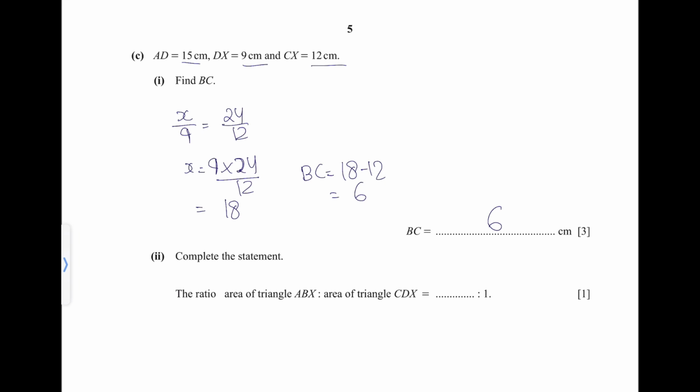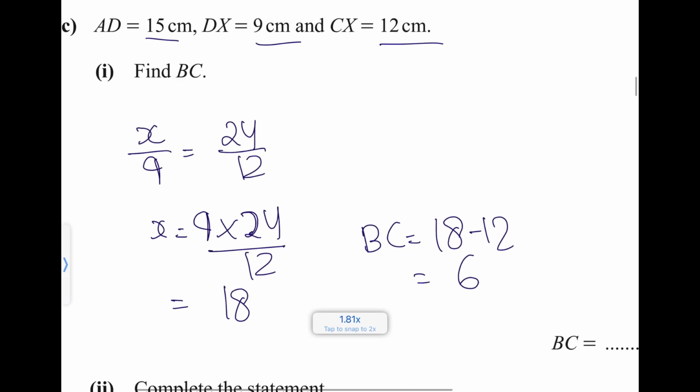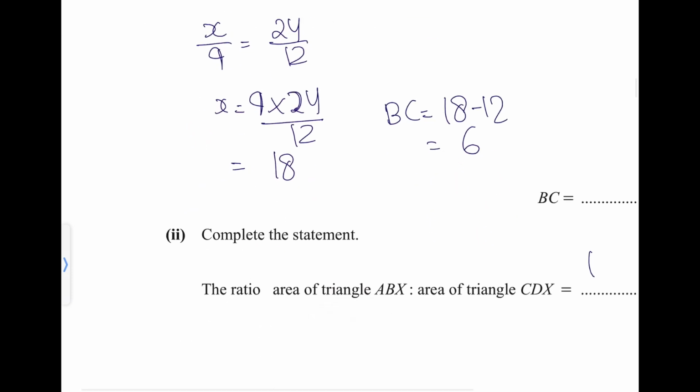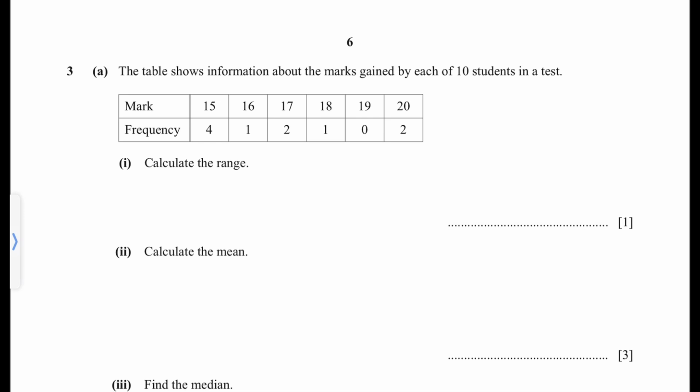Now comment on the area of the triangle ABX to CDX. In this we can see that we have got 18 and 9, so the length ratio is basically 2:1, even 24 and 12. Area is always double that, so it will be 4:1. Easy. Now we move on to question number 3, where the data is given.